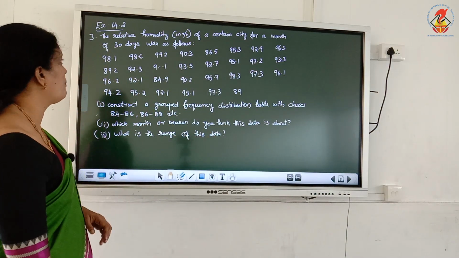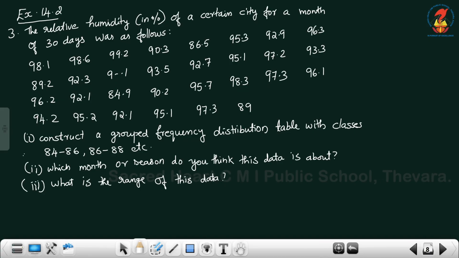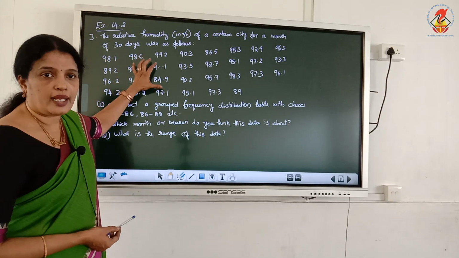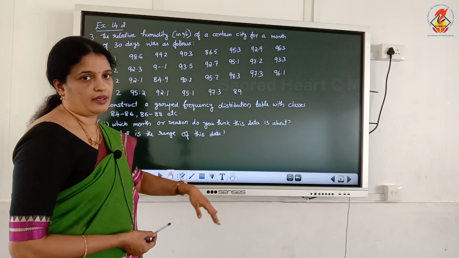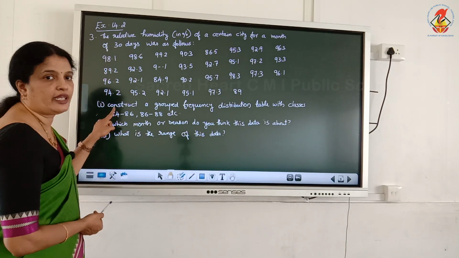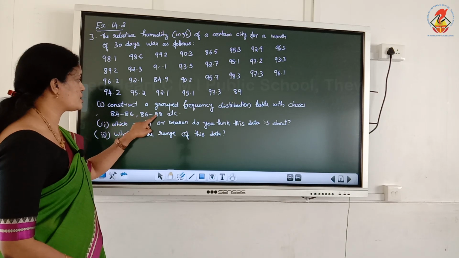Next, exercise 14.2. The relative humidity in percentage of a certain city for a month of 30 days was as follows: 98.1, 98.6, 99.2, and so on, given in this table. Construct a grouped frequency distribution table with the classes 84 to 86, 86 to 88, etc. This data is ungrouped data, so you should write it in a meaningful manner. The class intervals 84 to 86, 86 to 88, etc. are already given.